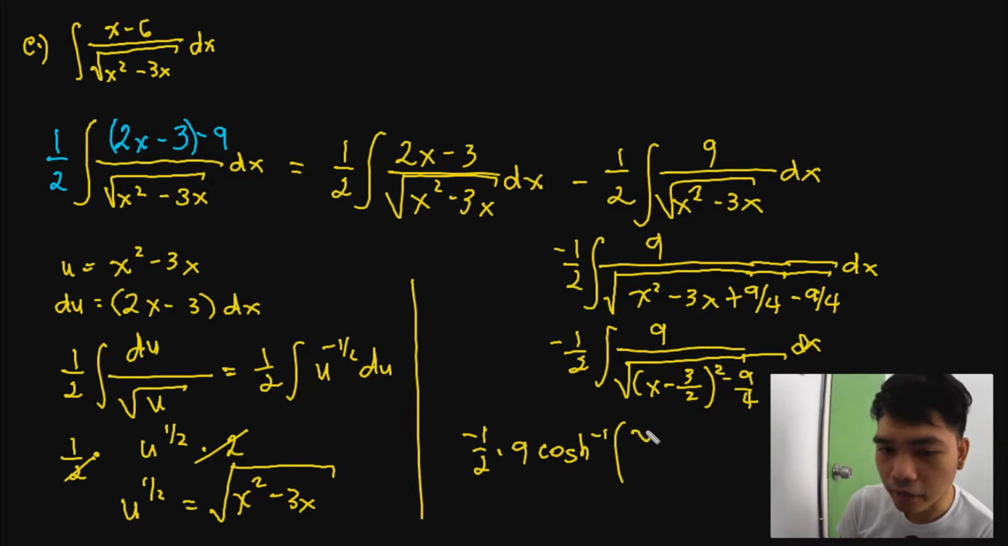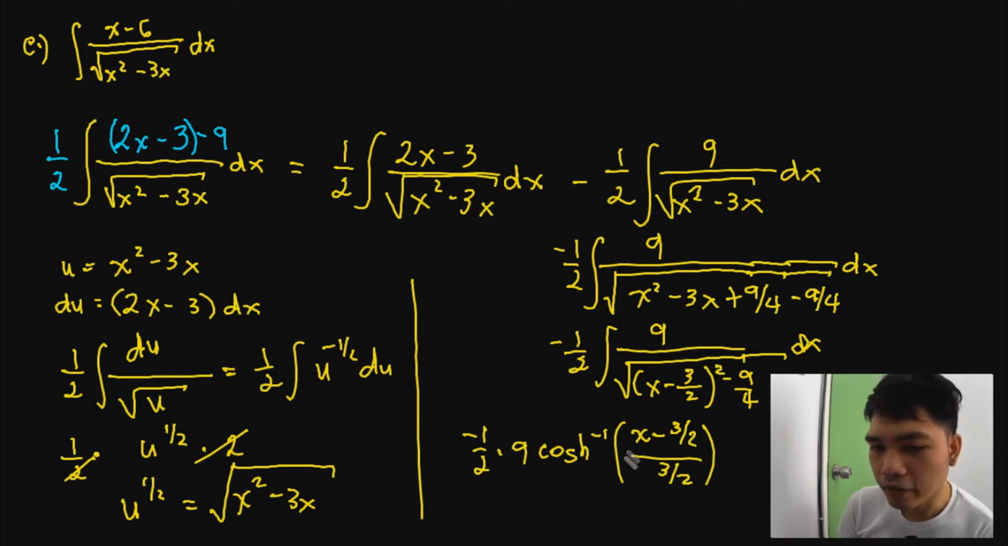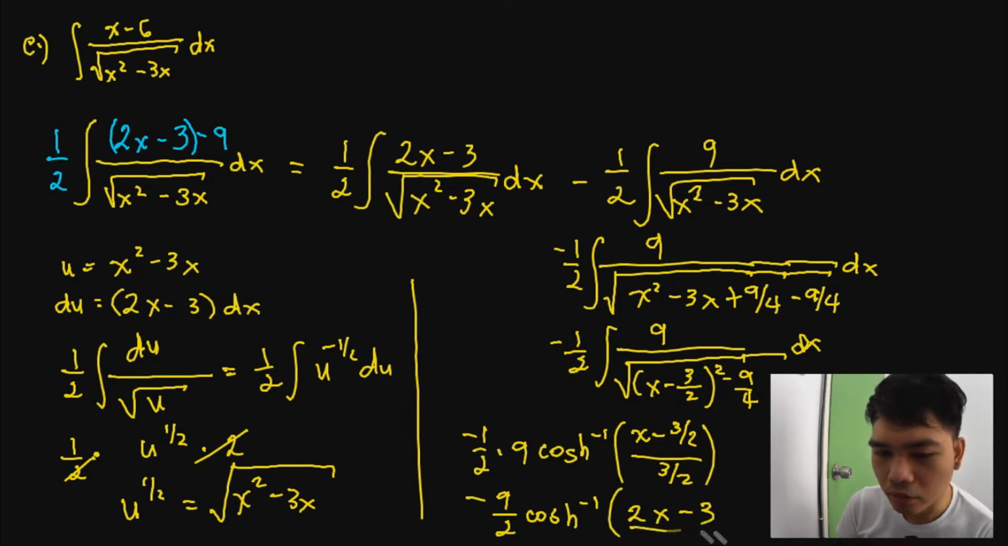In this case, it's x minus 3 halves divided by 3 halves. Okay, so this is your answer to the antiderivative of this function. And we can simplify this further. So if we want to do this, we can just make this negative 9 halves inverse hyperbolic cosine of 2x minus 3, all over 3.